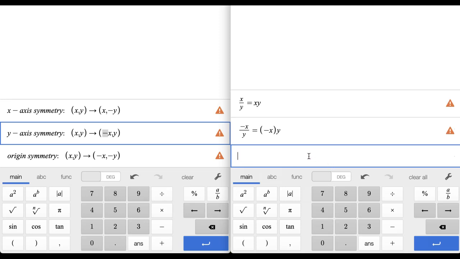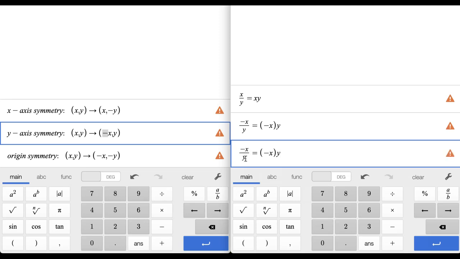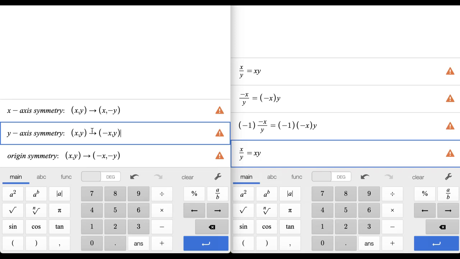Same type of deal. If I multiply both sides by -1, those negatives will cancel out. You're left back with the original. So this function also has y-axis symmetry. Okay? There are functions that could have all three. They could have 2, they could have 1. So this one has both x-axis and y-axis. Let's test the last one.